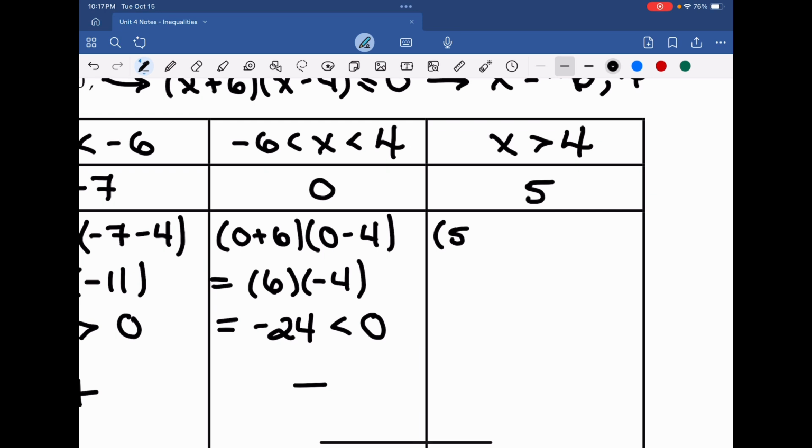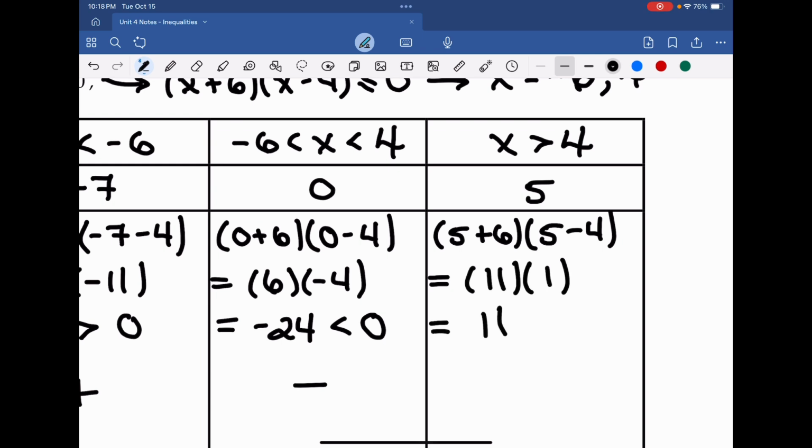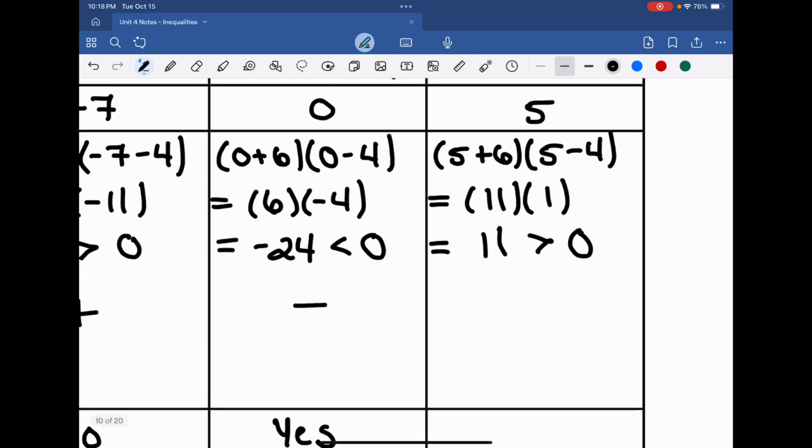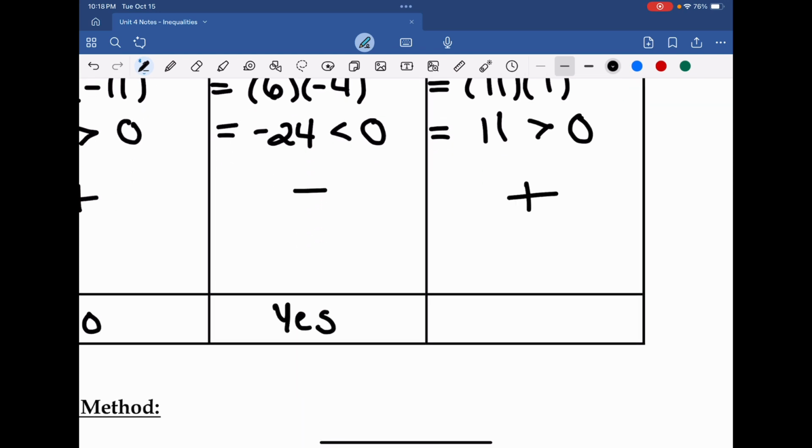Okay, we're going to go over to where x is equal to 5. I'm going to plug it into the brackets. 5 plus 6 multiplied by 5 minus 4. This is going to give us 11 times positive 1, which is 11. And again, this is greater than 0, which means it's positive. We look at this and say, no, it does not satisfy the inequality, which has to be less than or equal to 0. So because this is positive and greater than 0, we don't want to consider this region.